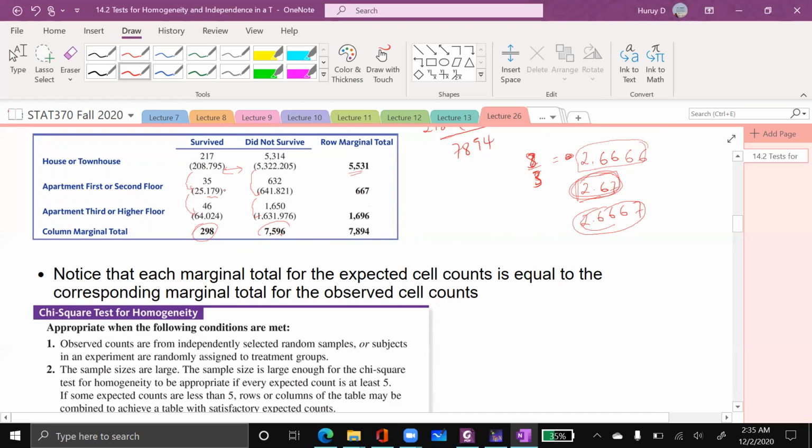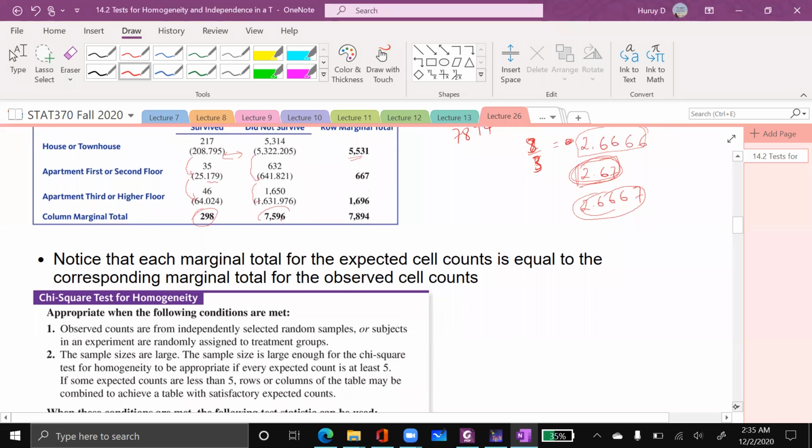But yeah, sometimes you may see they may not add up to exactly this number. It could be off by a small number. But in general, the concept is that one. I mean, they should sum up to the row total or the column total.